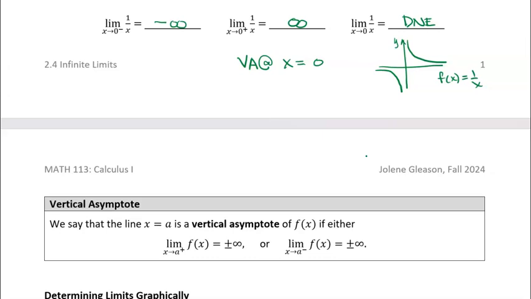Now x equals 0 is the equation for a vertical line, right? Because everywhere along that line, x is 0. So it's a vertical line. So we say that a line x equals a is a vertical asymptote if f of x approaches plus or minus infinity as we approach a from the left or the right.